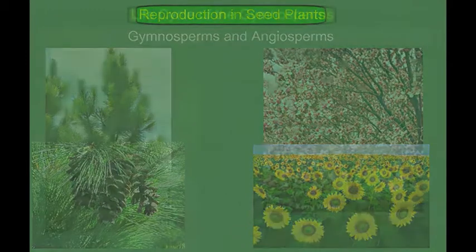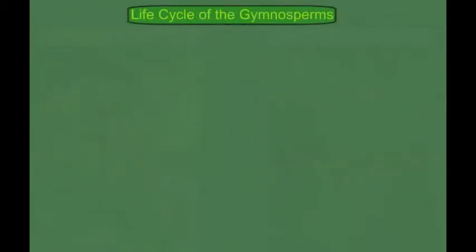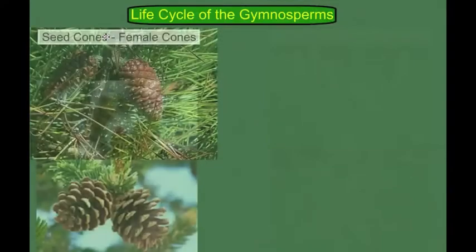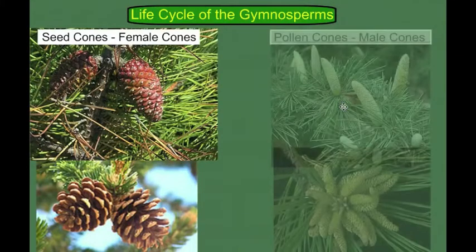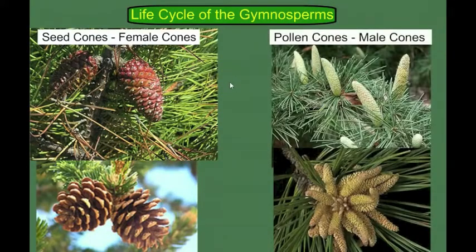So, the life cycle of the gymnosperm. Looking at the pine trees, we have the reproductive structures, the cones. But there's two types of cones. There are the female cones, or the seed cones, sometimes called the woody cones. They're what you think about when you visualize a pine cone. But we also have male cones, or pollen cones. They're smaller and spongier in texture, and obviously they're the ones that are going to make the pollen.